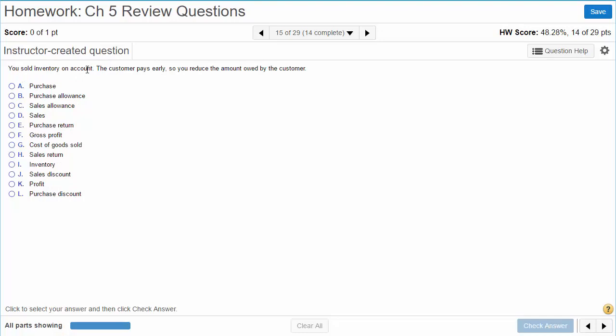You sold inventory on account. The customer pays early, so you reduce the amount owed by the customer. So we're giving the customer a discount. And since we're the one who sold it, it's called a sales discount.